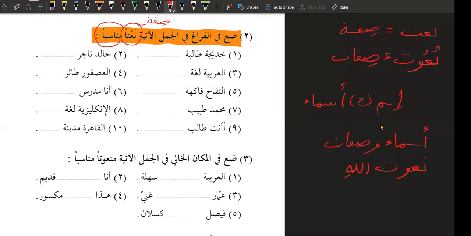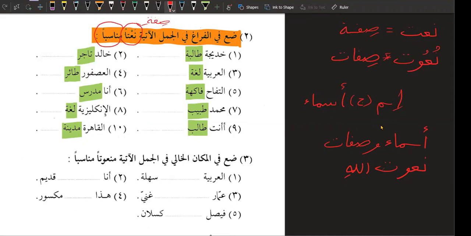So all of these, they don't have alif and lam. So we just have to put descriptions which don't have alif and lam, but match the word. So if it's masculine, we put a masculine description. If it's feminine, we put a feminine by adding the ta. So let's start with Ismail.